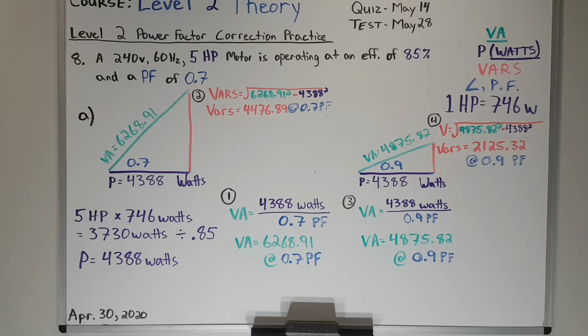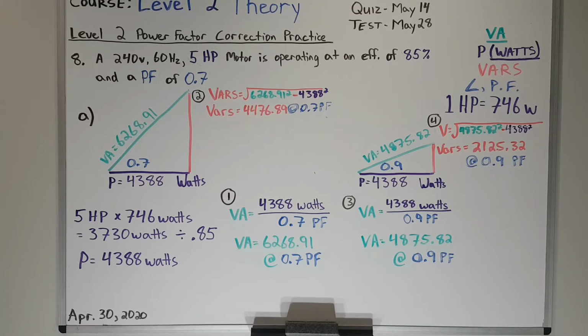So starting with step one, I want to calculate my VA. I want to complete all the sides of that first triangle, the power factor of 0.7. So I take my wattage, I divide it by my power factor. I get a VA of 6,268.91. I made a note there for myself. That's at 0.7 power factor.